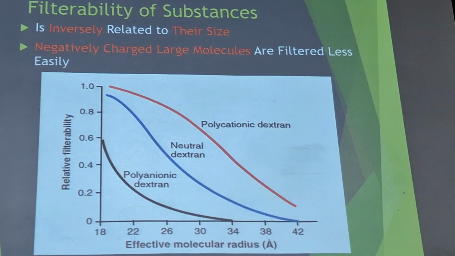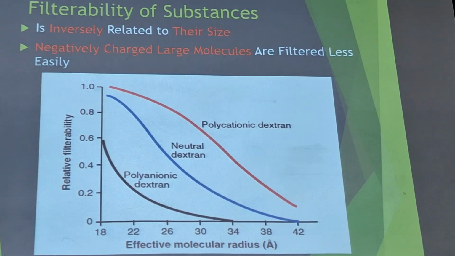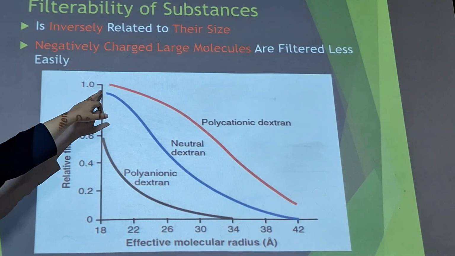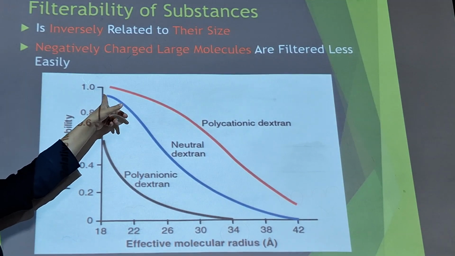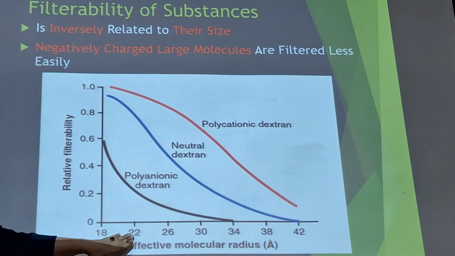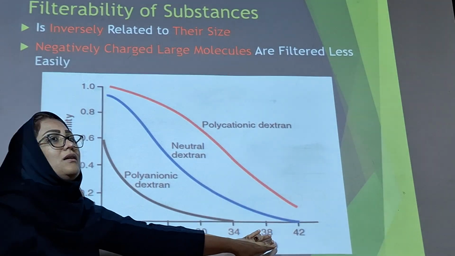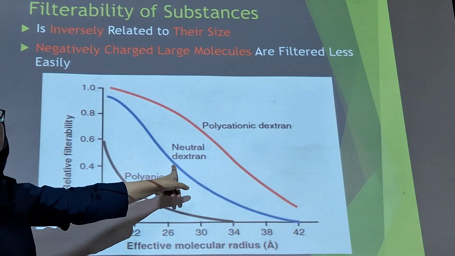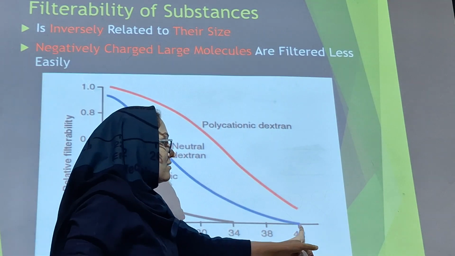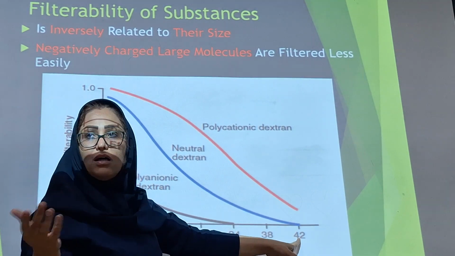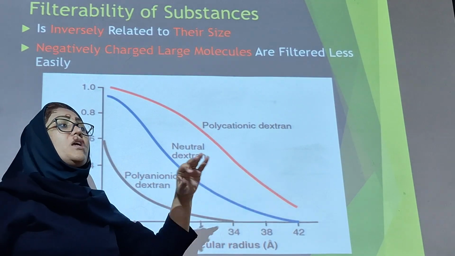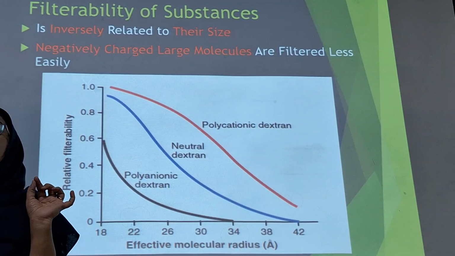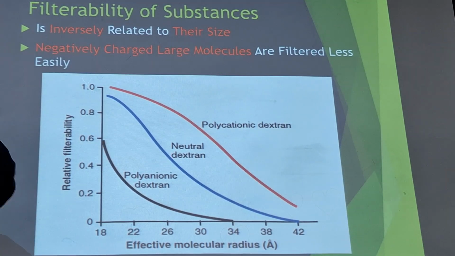It is filtered as freely as water, because water is the smallest molecule in our body. When the size is the least, the filterability is 1. As the size increases, filterability decreases. At this size, there is no filterability. Got it? Just by following the blue line, you can see the effect of size on filterability.